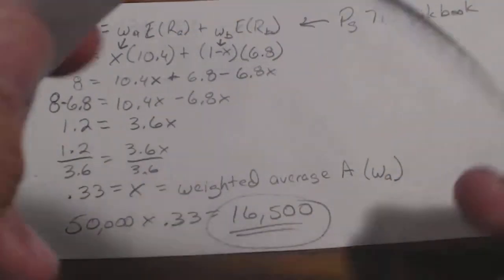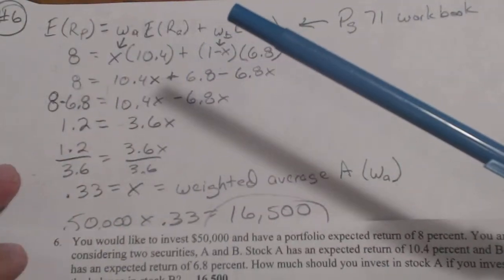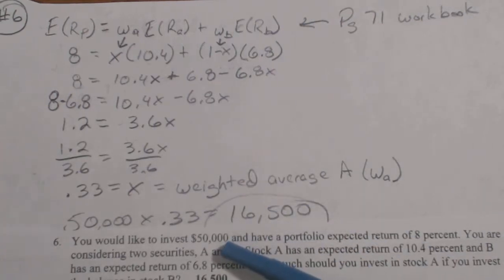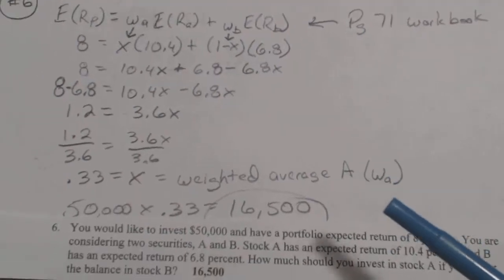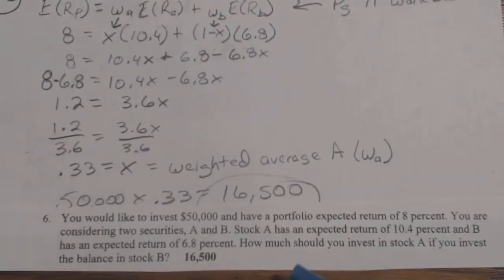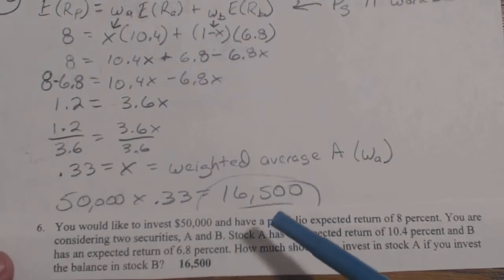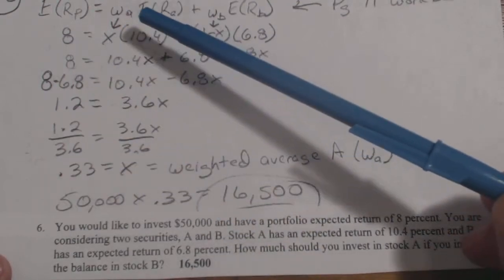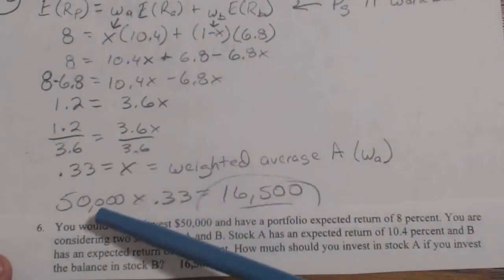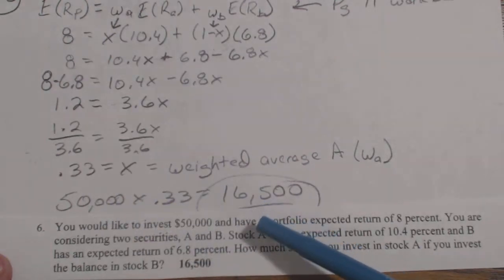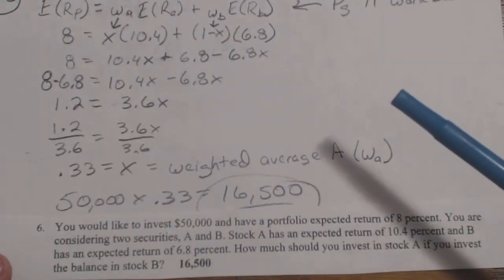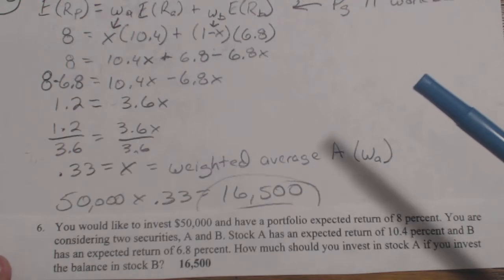And so you know that you've got $50,000 to invest, and that's what they're asking for: how much would you invest in stock A if you invest the balance in stock B? All they're asking you for is stock A, and X was the weighted average for A. So 50,000 times 0.33 equals 16,500. So that's the answer to number 6.